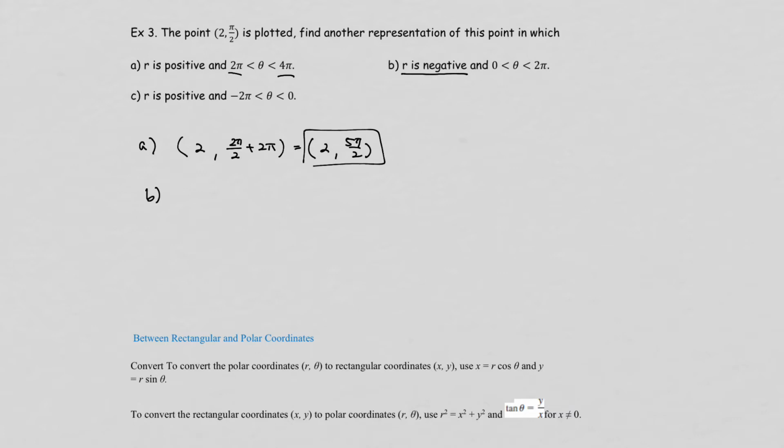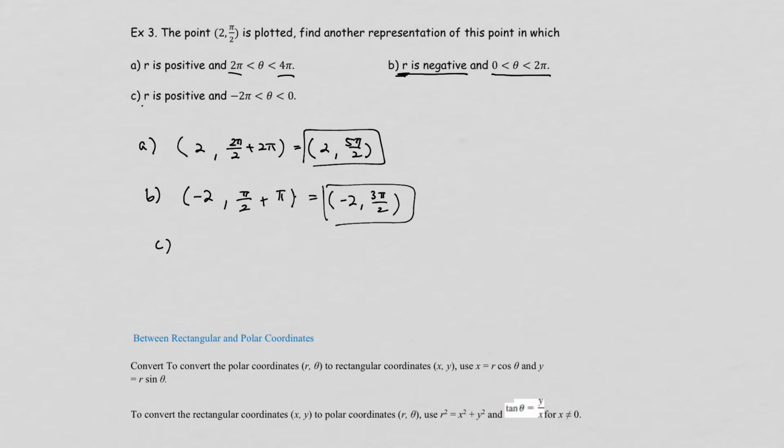r is negative, so the r being negative, this is going to be your distance. So they want it to be negative, and between 0 and 2 pi, so within one circle. So in order to be negative, you need to go on the other side of the coordinates. So you're going to add the opposite side, so it will be just pi that you're adding. So you get negative 2 and 3 pi over 2.